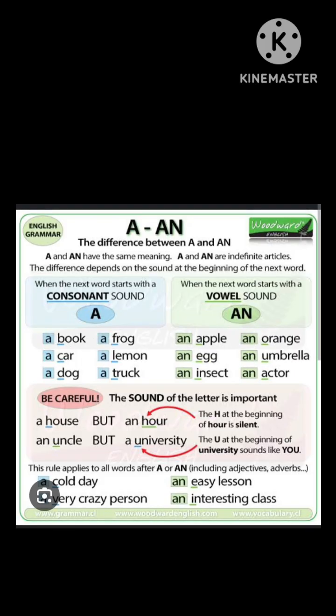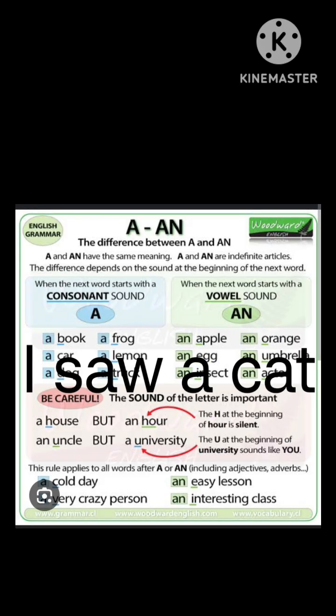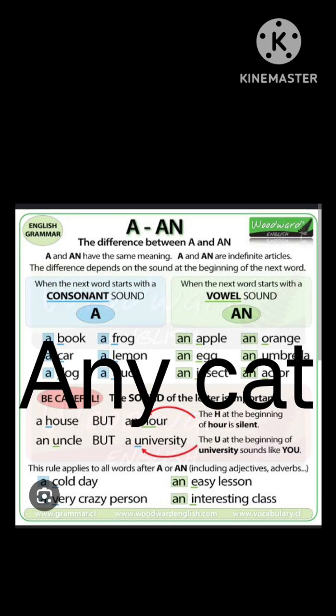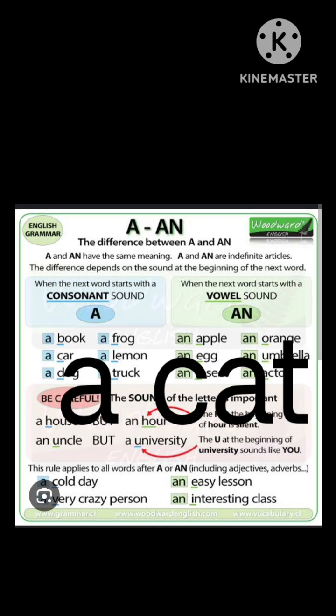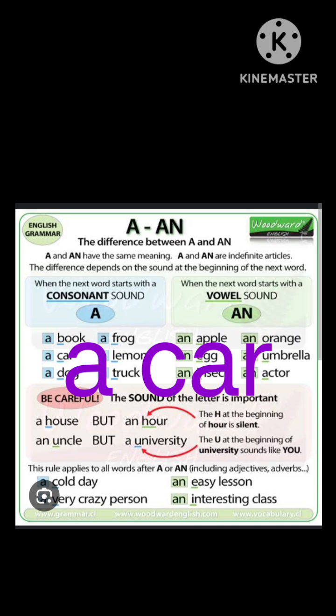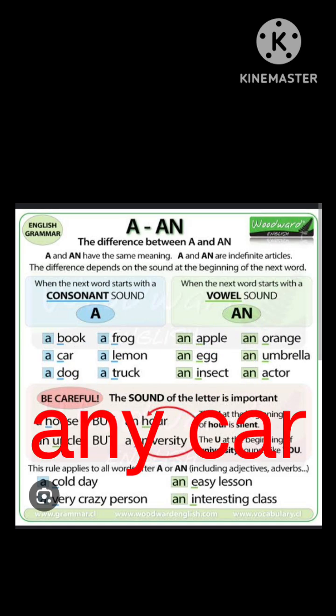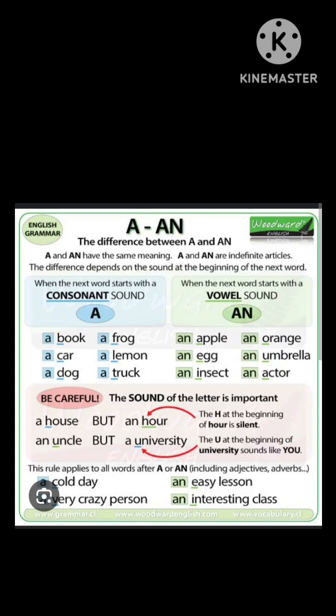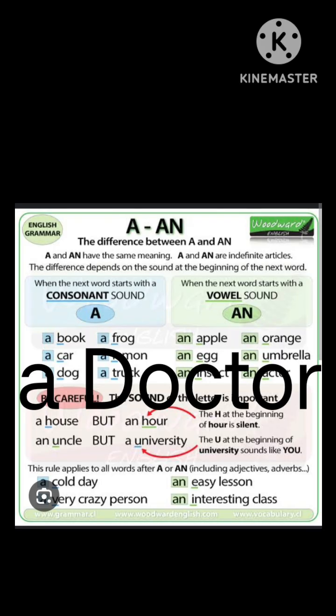First mention of a noun. I saw a cat. It was black. Here it refers to any cat. That is, for the first mention of a cat we use a. And next one, general statements. A car is a useful vehicle. It refers to any car, so we use a car. Names of professions. He is a doctor. It refers to any doctor.